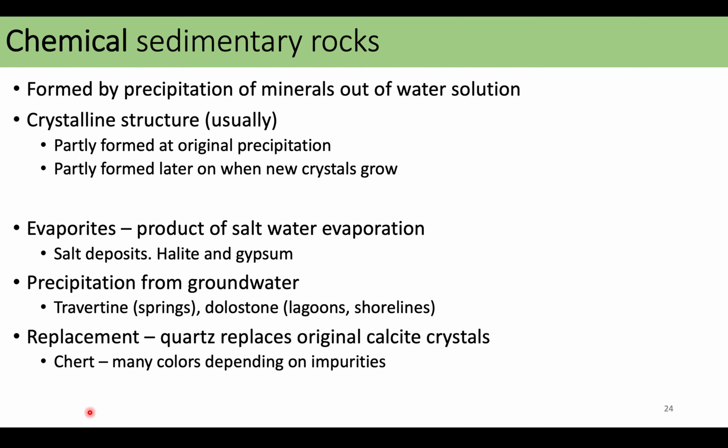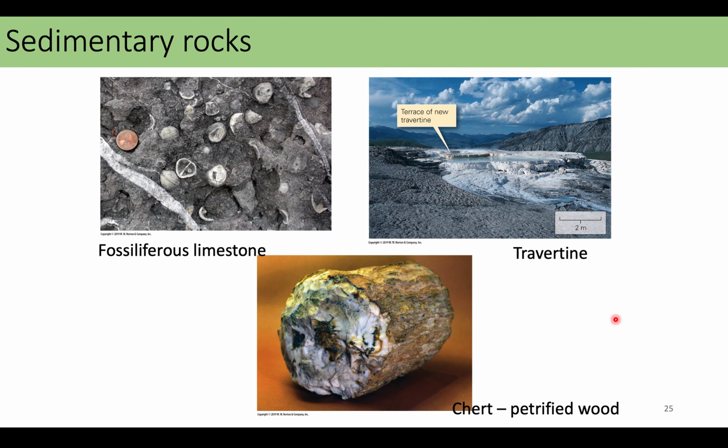And then another type is called replacement. This is where generally quartz can grow and replace original calcite crystals. An example of this is chert or petrified wood, which I think I have some pictures of later in this slideshow. This is where quartz can actually grow in place of other minerals. That literally will replace other minerals that were already existing.